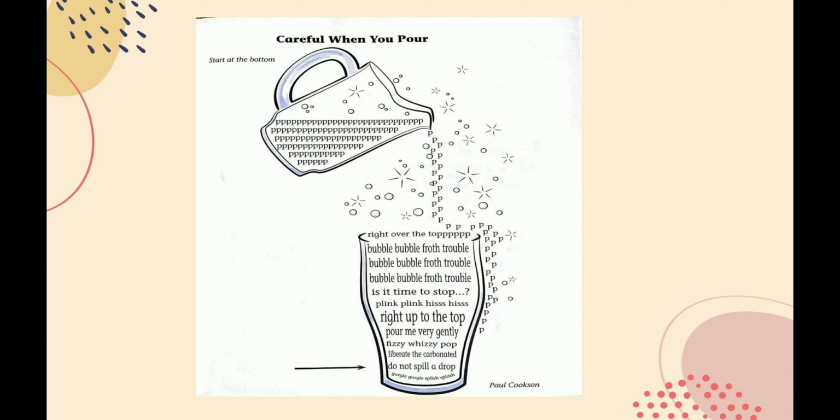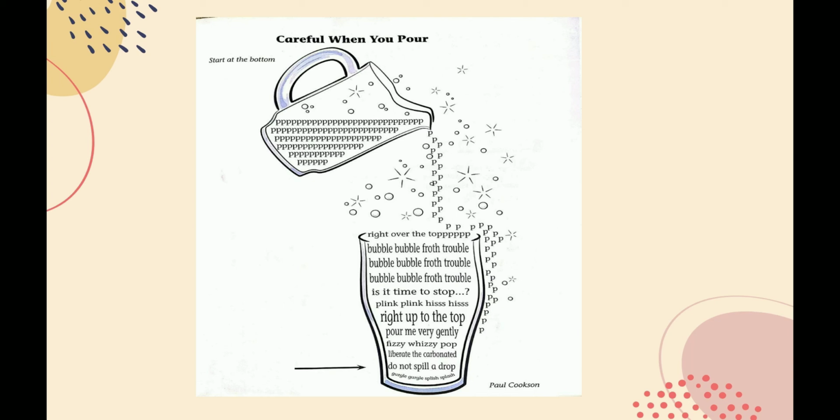And now you can see how it's being poured, with the sound of the letter P, P, P, P written all over, as if it is overflowing. In the poem Careful When You Pour, you can notice that it is shaped like the thing it describes. That is, a glass is being filled with the help of a jar. The poet has not used any full stops or commas between words. This shows the continuous pouring action in the poem.